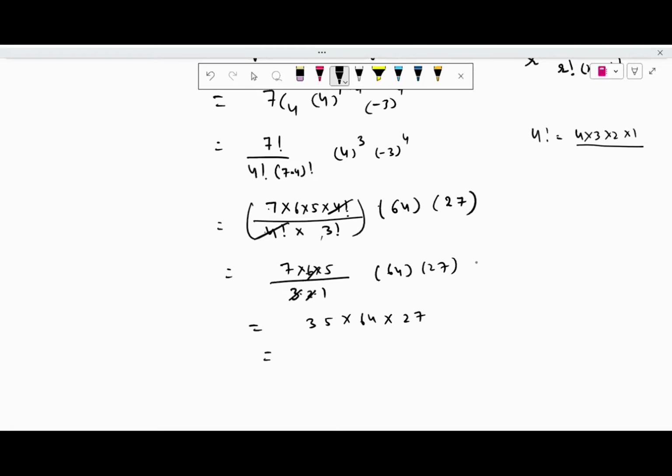So we have 7 into 6 into 5 divided by factorial 3. And factorial 3 can be written as 3 into 2 into 1. 3 into 2 is 6. 6 will be cancelled out from the numerator. So we just have left 7 into 5, that is 35. So 35 into 64 into 27. That's it.